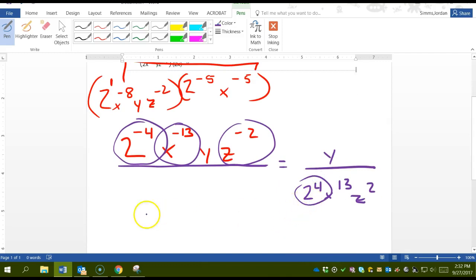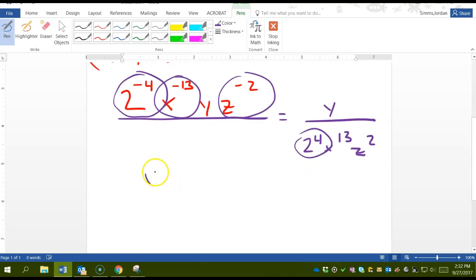We can take this one step further. 2 to the 4th is 16. So the final answer is going to be y over 16, x to the 13th power, z squared. So there we go, buddy.